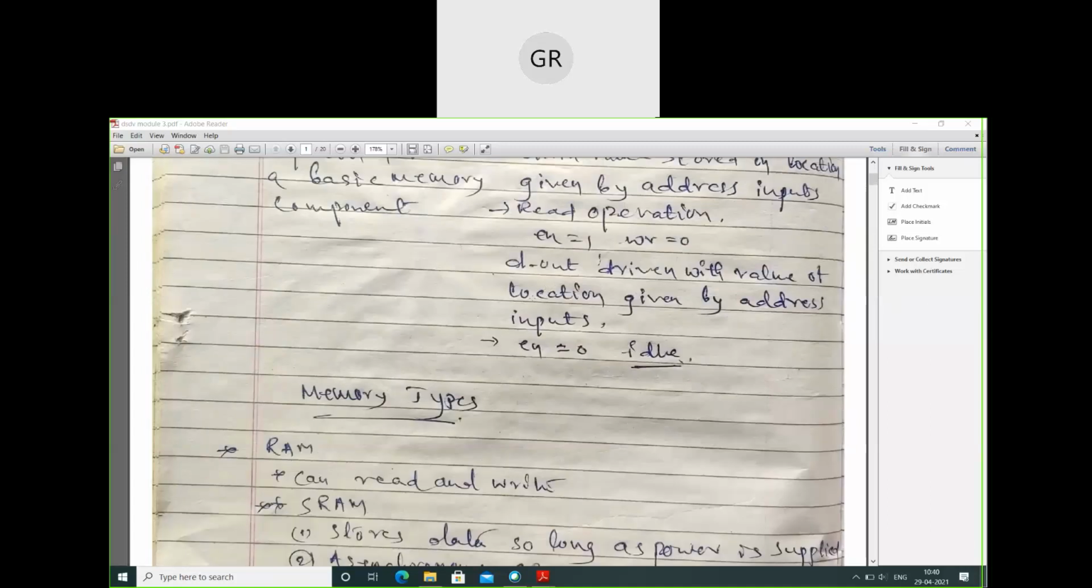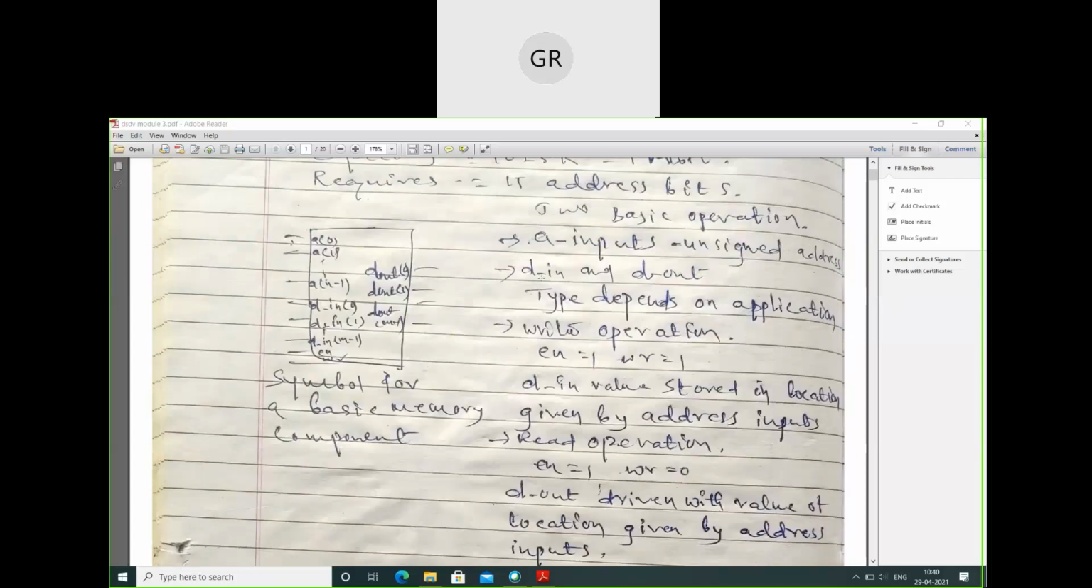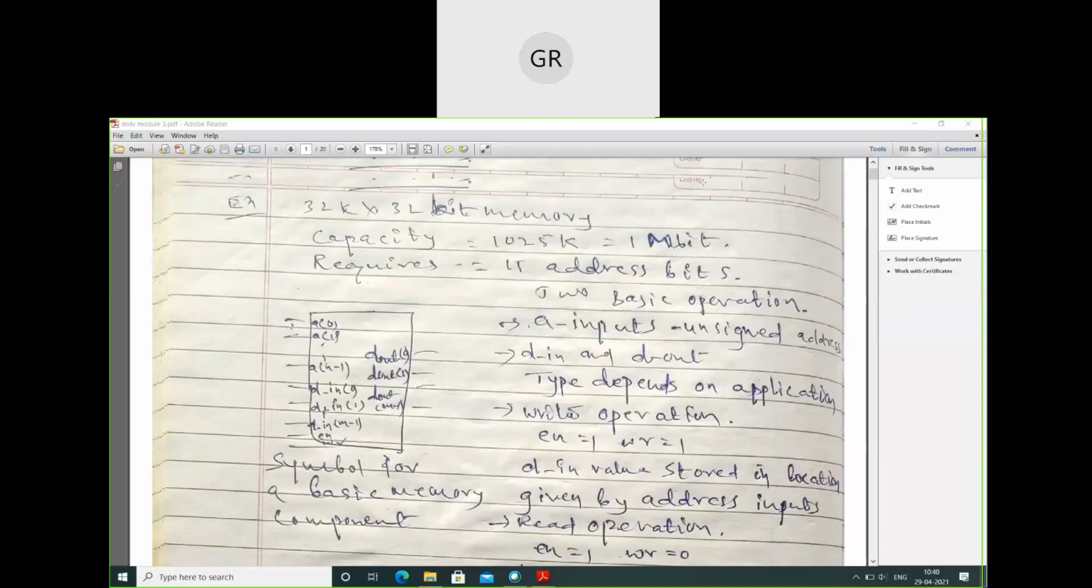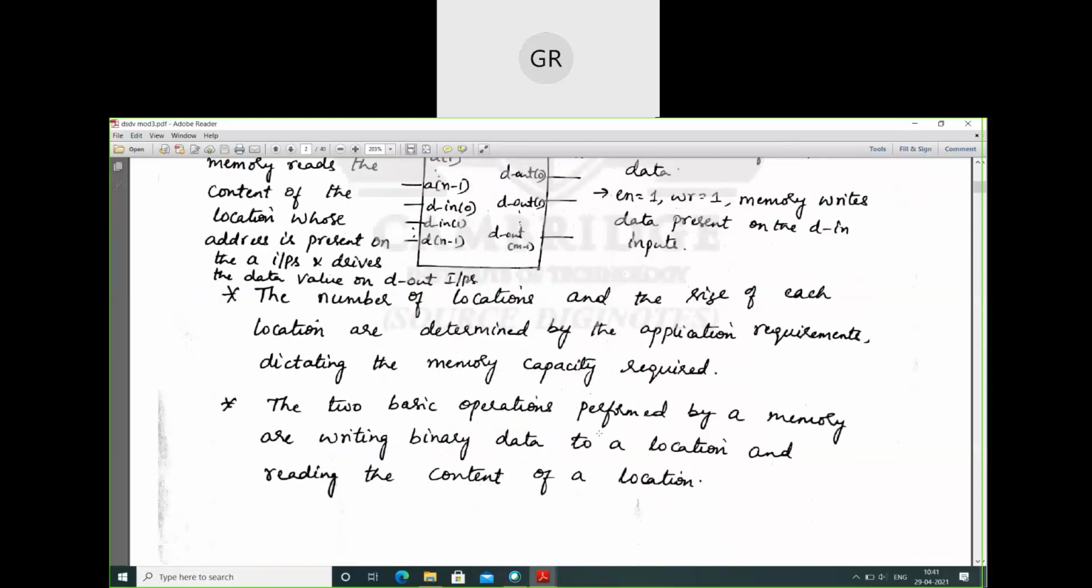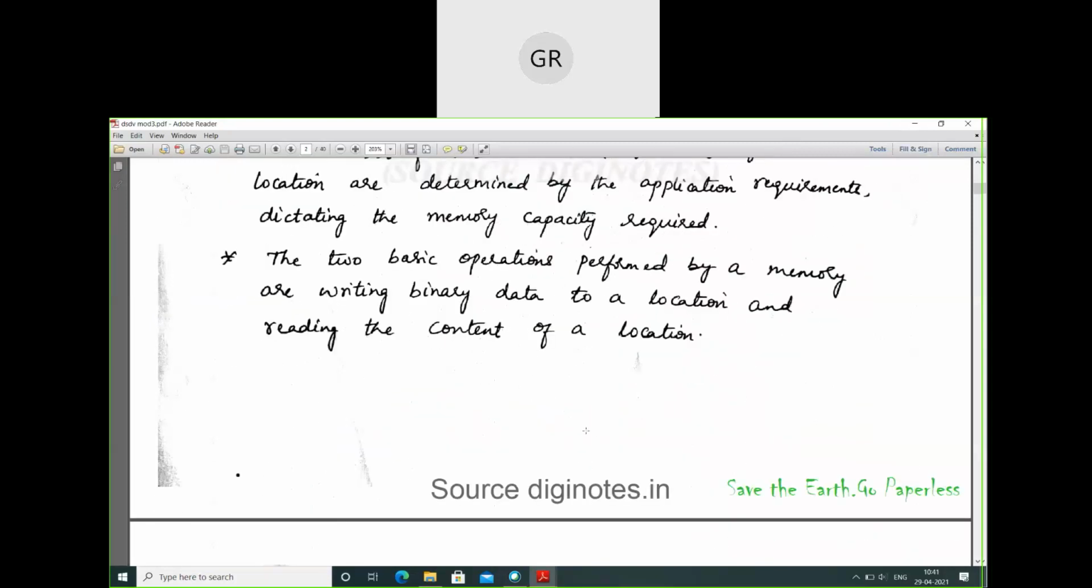Enable equal to 0 means it's in idle state. Here are some problems. Let us remember this memory block, the symbol for a basic memory component, which consists of address, data locations, input data and output data. Just remember, enable equal to 0 means it's in idle state.